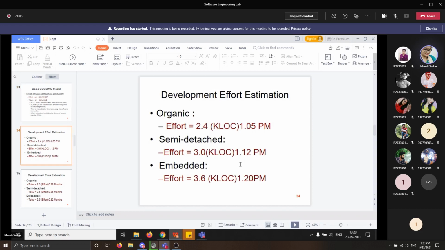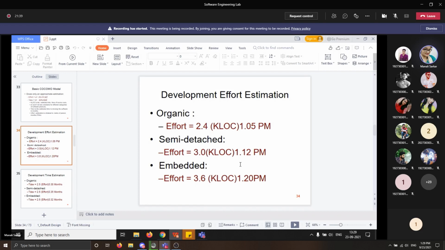Now, next, see this slide. Observe this slide carefully. Basically, we know that the basic COCOMO model gives an approximate estimation of the project parameters, and the basic COCOMO estimation model is based on expressions for effort and time of development. And we know that KLOC is the estimated size of the software product expressed in kilo lines of code.